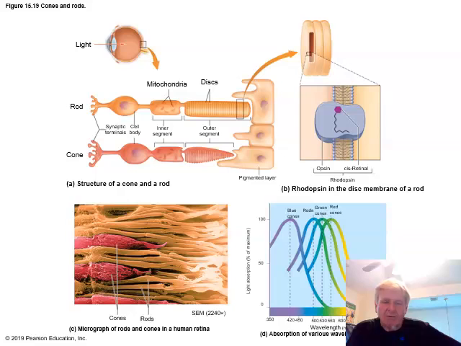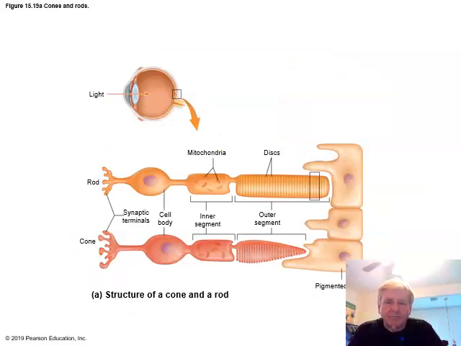Then, the absorption of the various wavelengths of light by the cones and rods. You can see that your blue cones are about 420. Your green cones are around 530. Your rods respond to about 500 nanometers. And the very tip, the bright red, would be around 700. These are the different wavelengths that the different cones, red, blue, and green, and rods respond to.